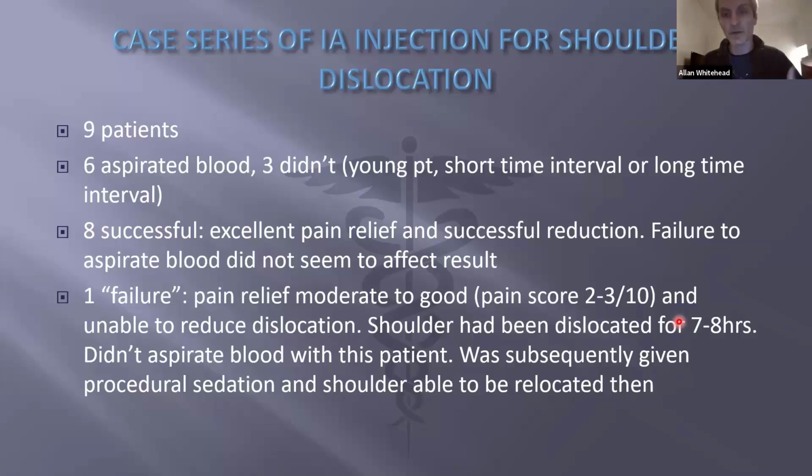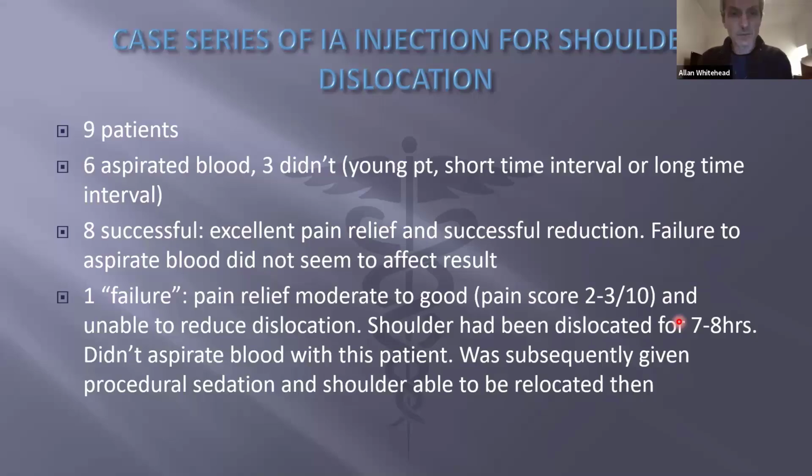As I said, when I look at the possible explanations, one was a very young patient, another had a short time interval between the dislocation and when we did the injection, so maybe not that much time to bleed and get a hemarthrosis, and another one had a very long delayed presentation in dealing with their dislocated shoulder. So potentially the blood in the joint space had clotted quite a lot by then.